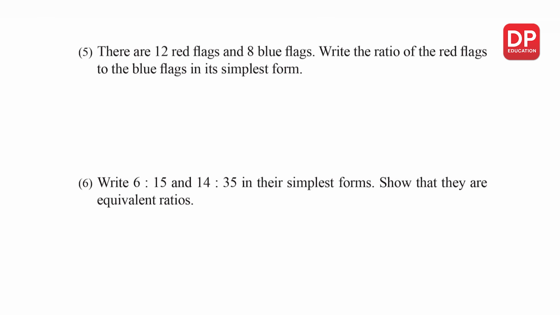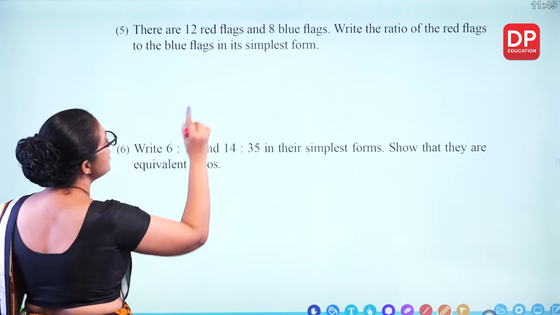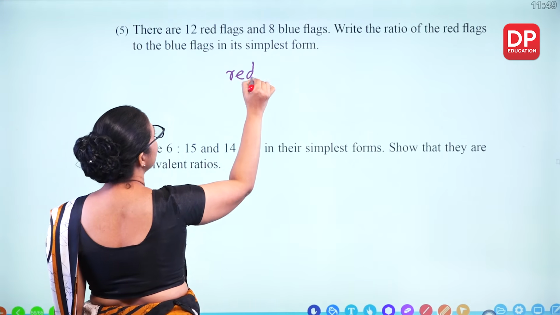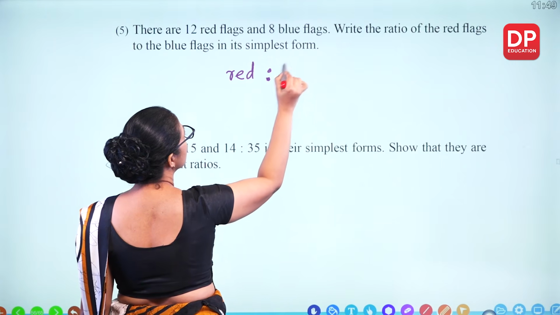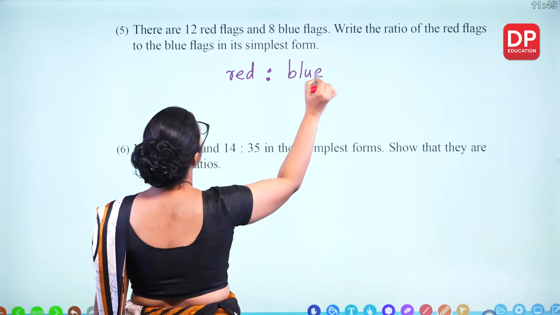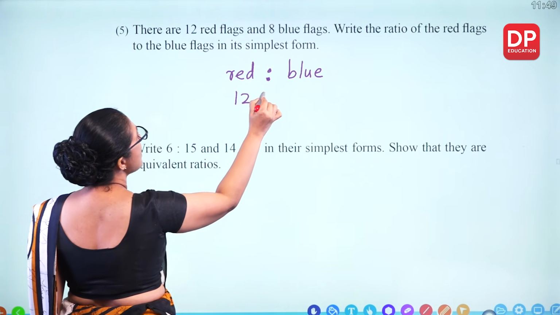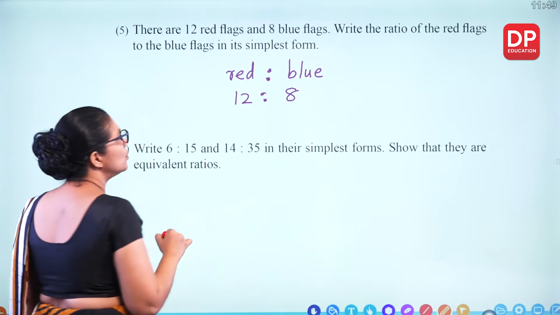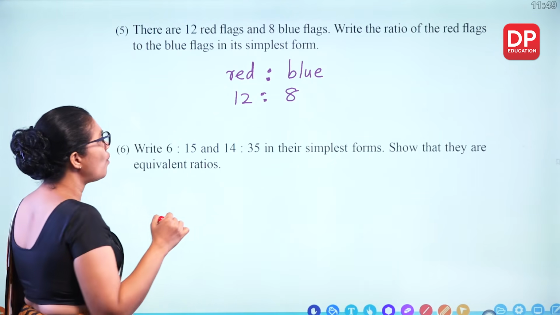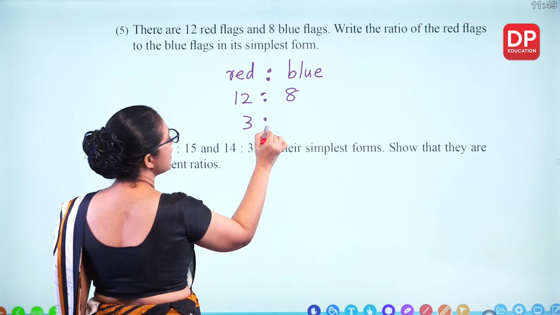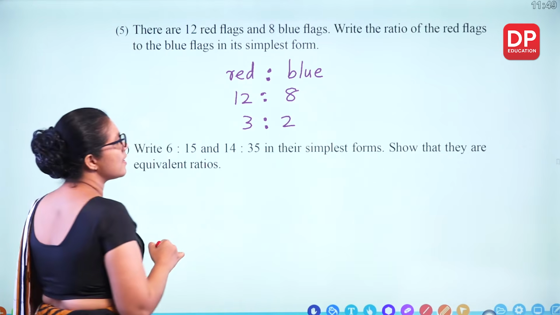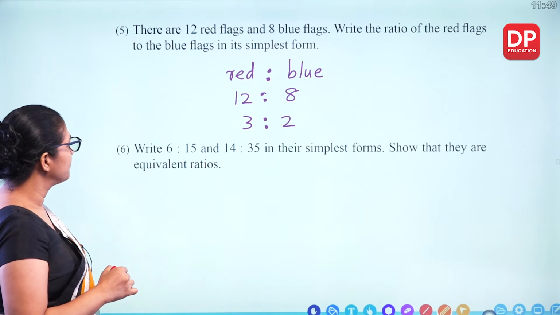There are 12 red flags and 8 blue flags. Write the ratio of the red flags to the blue flags in its simplest form. So what's the ratio? Red to blue. Red flags and 8 blue flags. So divide by 4, 3 and 2. So that's the simplest form.